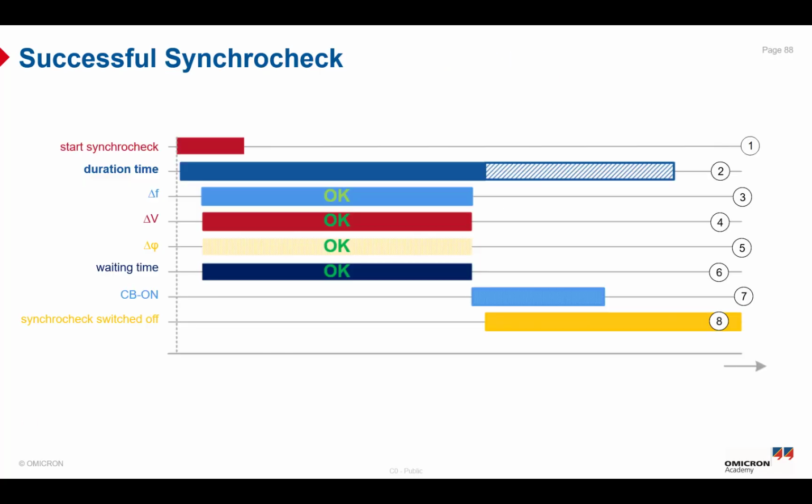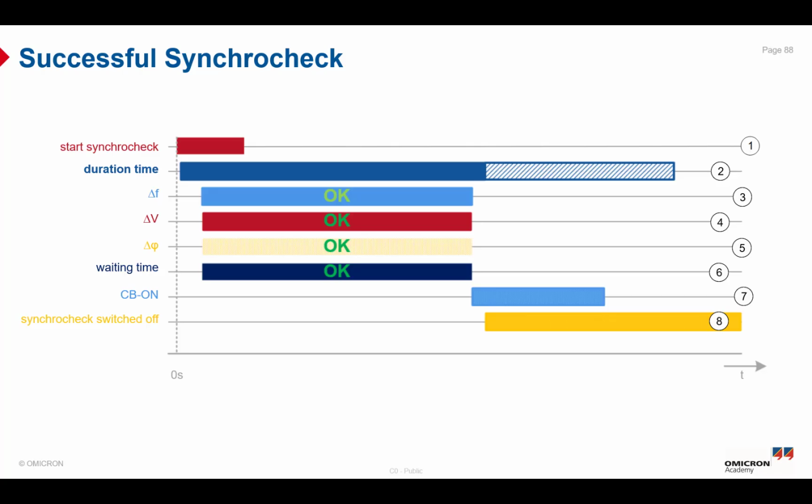I will now explain different scenarios for the Synchrocheck, so you can test it using all our test cases as we explained. The first one is the successful Synchrocheck. Let me explain it one by one. As you can see, number 1 represents the start of the Synchrocheck function. The start of this function can be done via an external signal, which means a binary input, or internal signals such as the circuit breaker on command or the circuit breaker on signal.